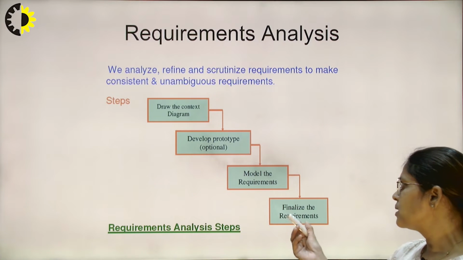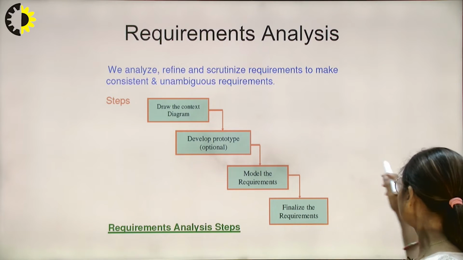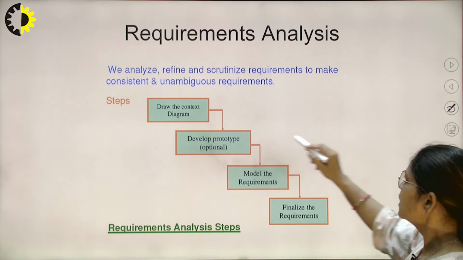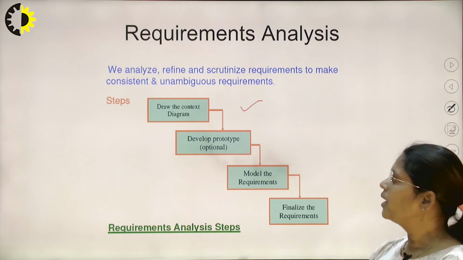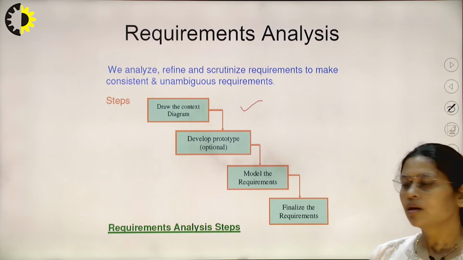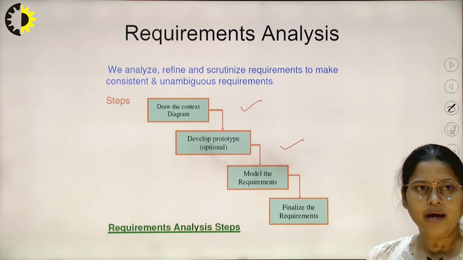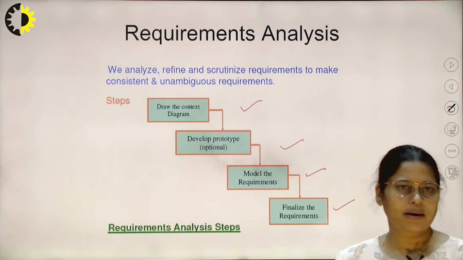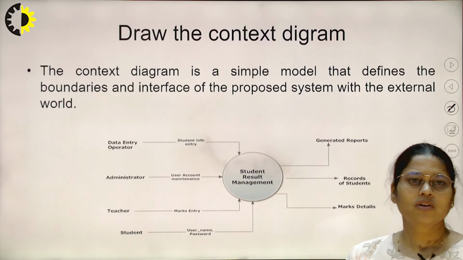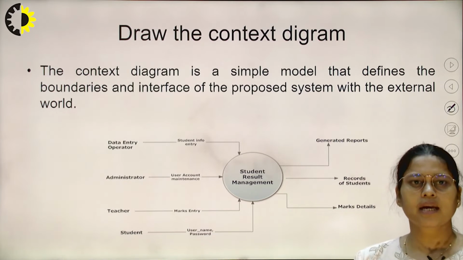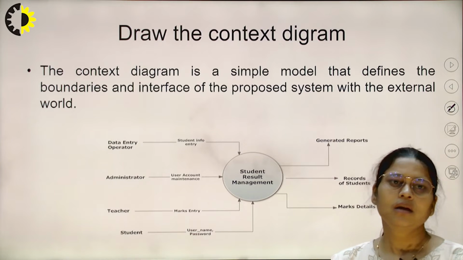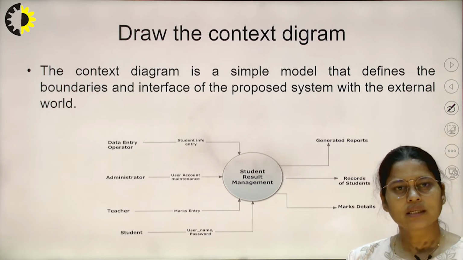So, these are the various steps of this phase. First of all, we have to draw the context diagram, then we have to develop the prototype, then model the requirements, and finally we have to finalize the requirements. First, we have to draw the context diagram of the requirements which we have taken from the previous steps. So, what is a context diagram?